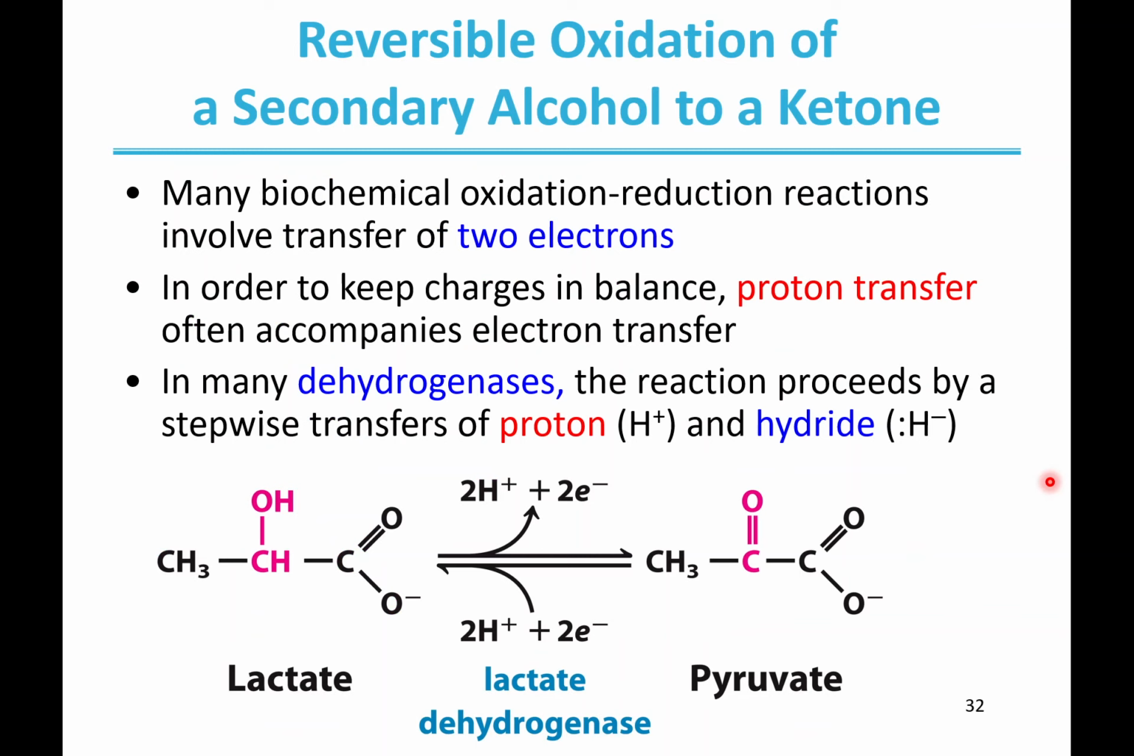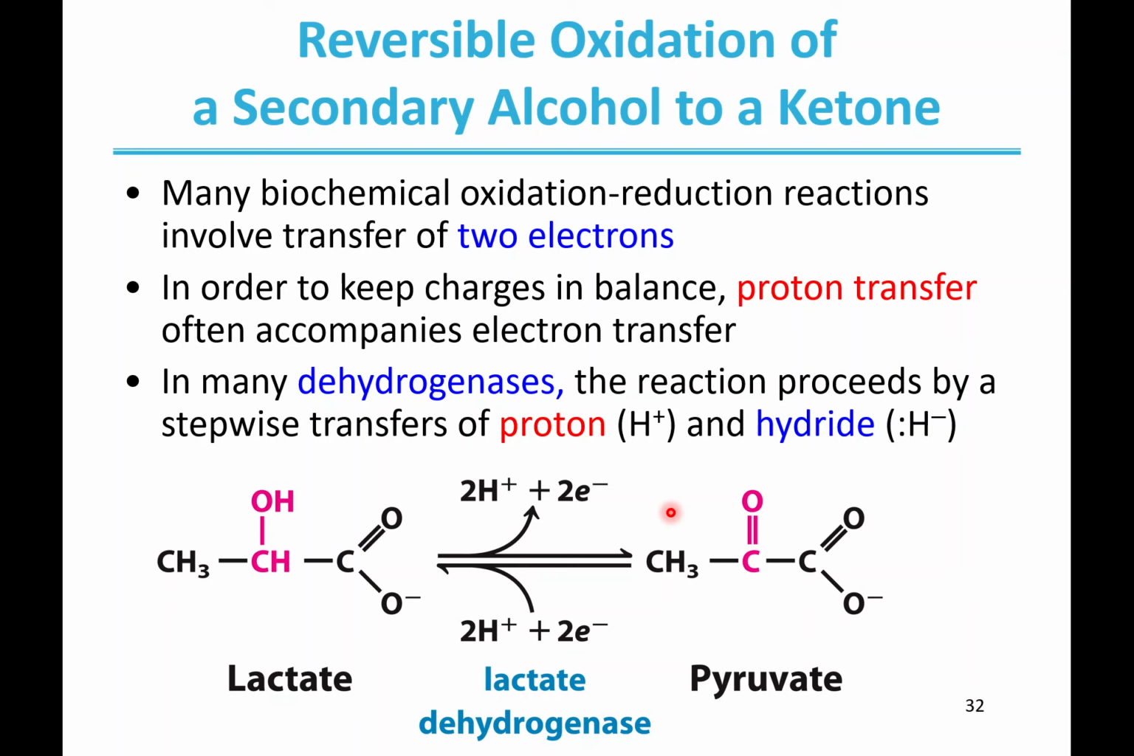Reversible oxidation of a secondary alcohol to a ketone. We'll talk about this reaction. We have lactate going to pyruvate. You can see, highlighted in pink here, lactate, which has an alcohol group, changing into pyruvate, which has a carbonyl. The alcohol is more reduced and the carbonyl is more oxidized.